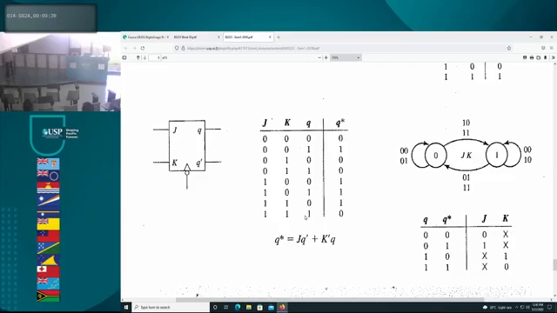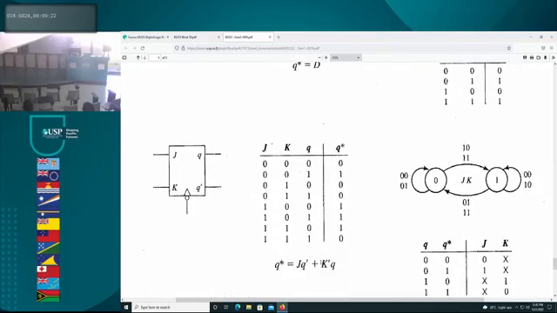The JK and the T work in the same manner. The important part is this: you should know how to use the characteristic table and how to use the excitation table, when to use each, what the clock line is, what Q is, what Q bar is. Q bar will always be the complement of Q.